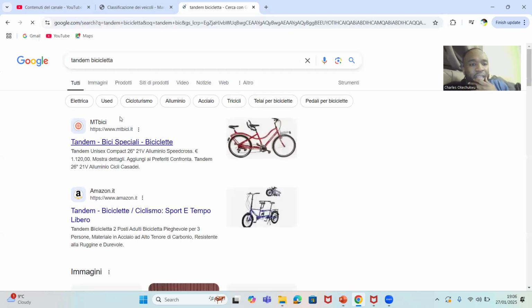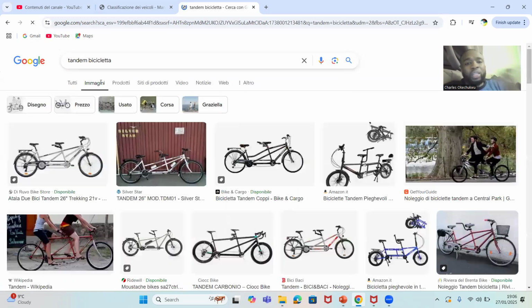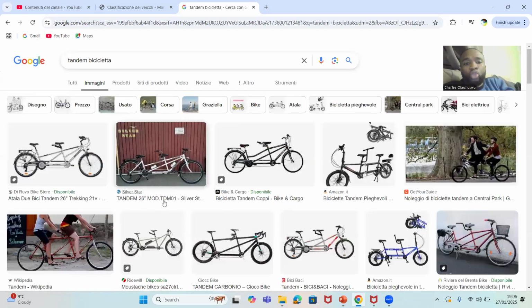Now, tandem is something like this. You see it on the road, some Italian people have this thing, tandem. You see two bicycles joined together. It comes out in your quiz. But guys, that is not our focus of attention.